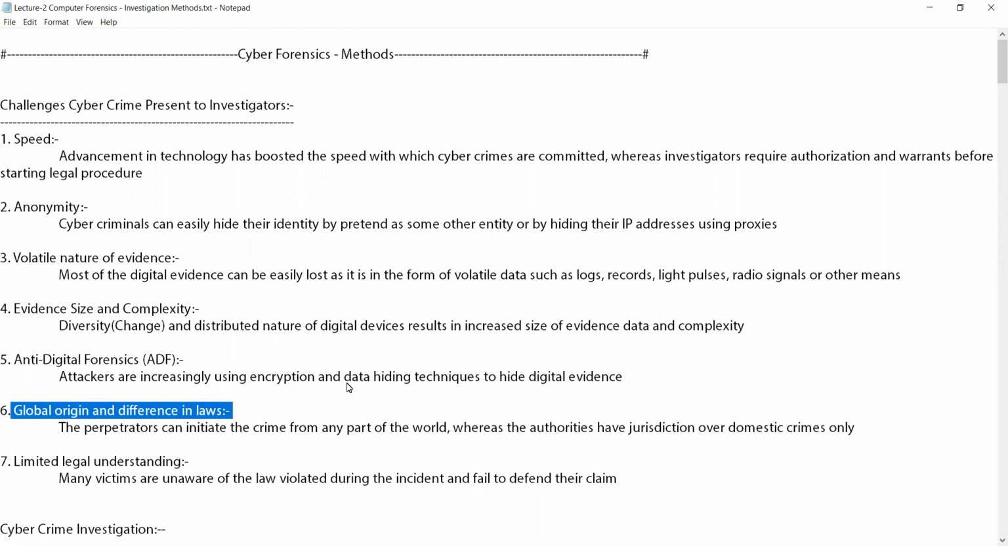The next challenge is limited legal understanding. Nowadays, many people don't have knowledge when they claim their incidents and their particular evidence, and they are unaware of cyber law. So in that scenario, the limited legal understanding is faced by the cyber investigator during the cyber investigation. So these are the total 7 challenges faced by the cyber investigator when they go to analyze and find out any type of investigation.